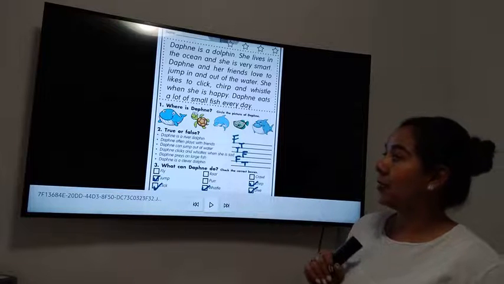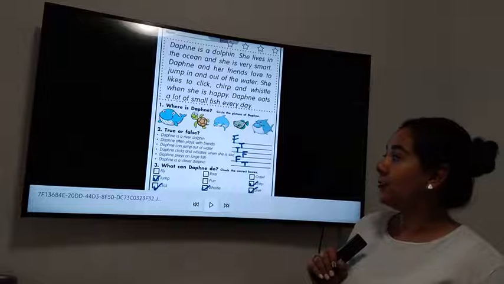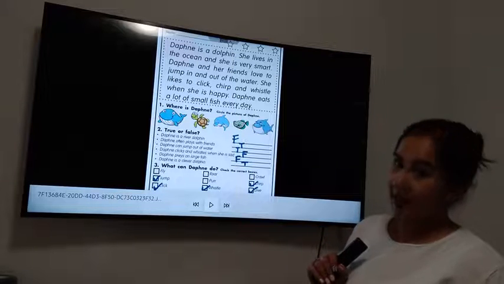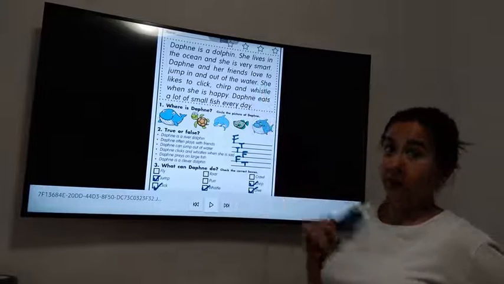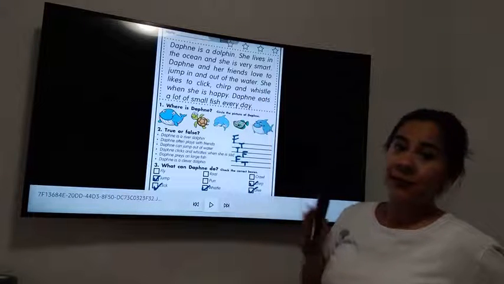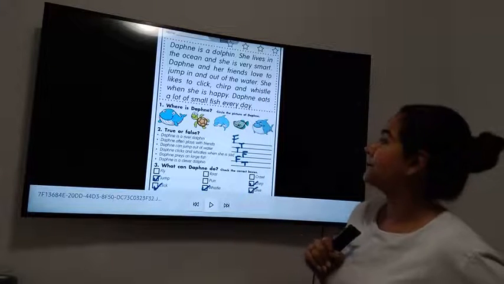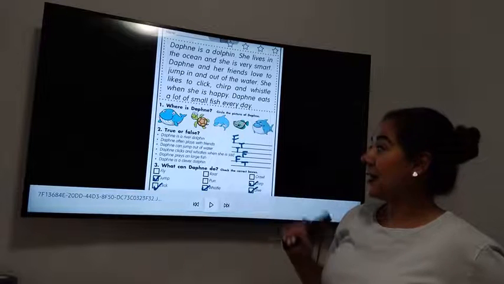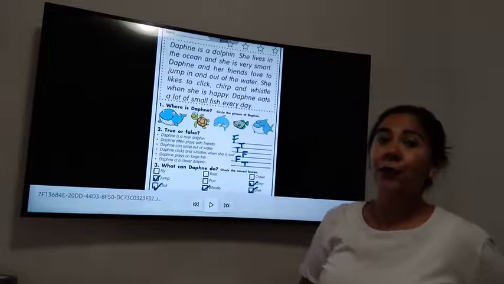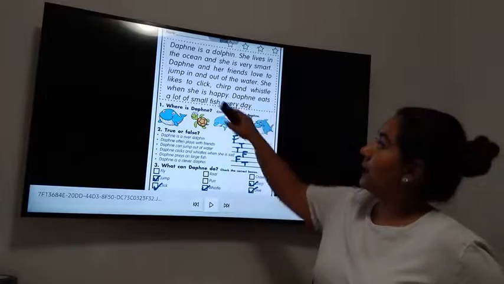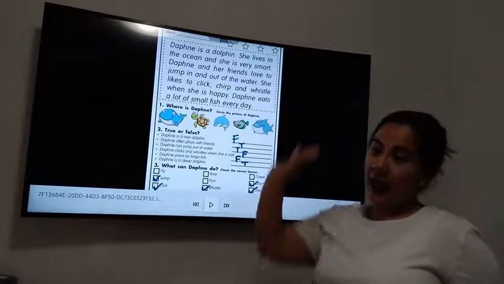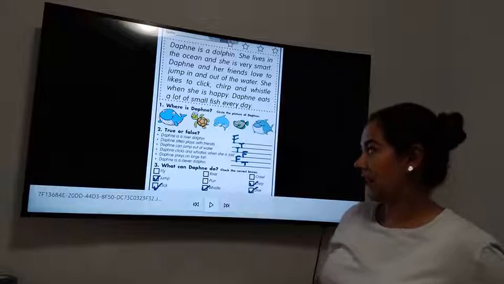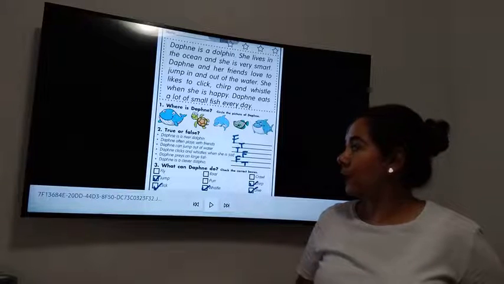Then we have statement number 2. Daphne often plays with her friends. Yes, that is true. It says Daphne and her friends. The reading is talking about the friends that Daphne has. Number 3, Daphne can jump out of the water. It is true, and we can read it right here: love to jump in and out of the water. So it is true.